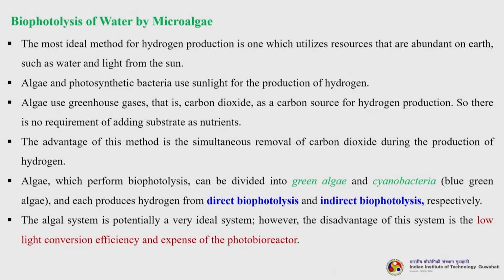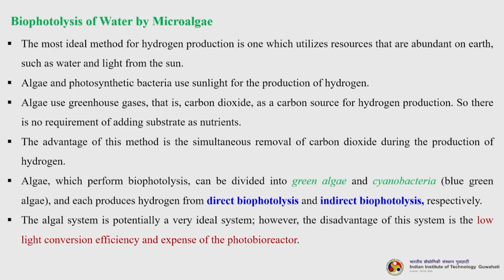The first is the biophotolysis of water by microalgae. The most ideal method for hydrogen production is one which utilizes resources that are abundant on earth, such as water and light from the sun. Algae and photosynthetic bacteria use sunlight for the production of hydrogen. Algae use greenhouse gases, that is carbon dioxide, as the carbon source for hydrogen production. So, there is no requirement of adding substrate as nutrients. However, you may need to give some substrate or supply nutrients and micronutrients for its growth.